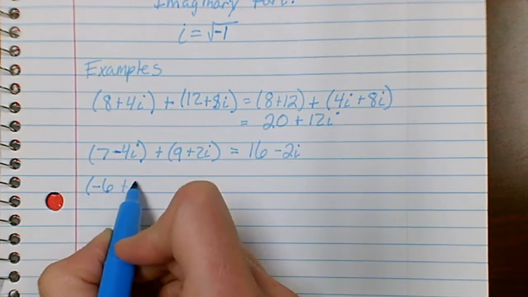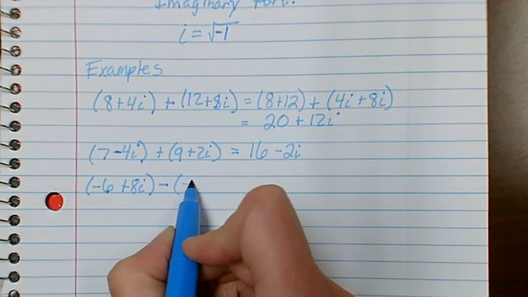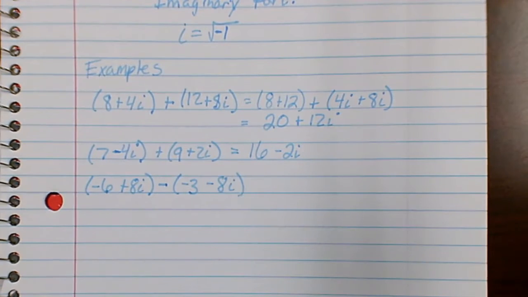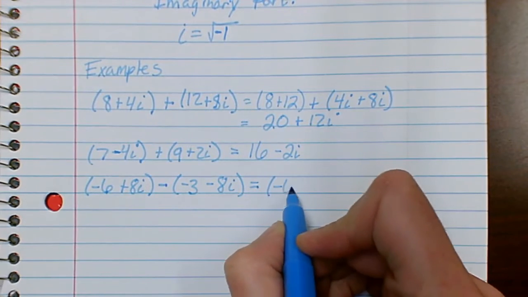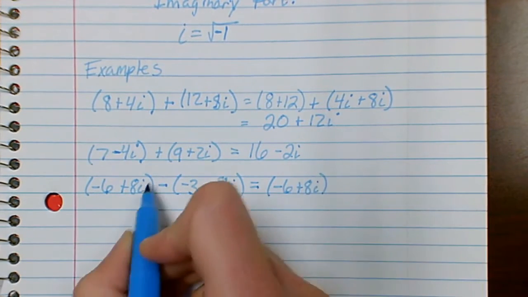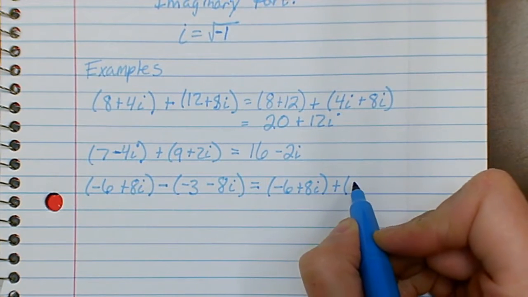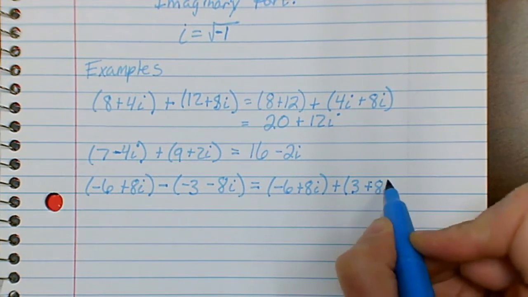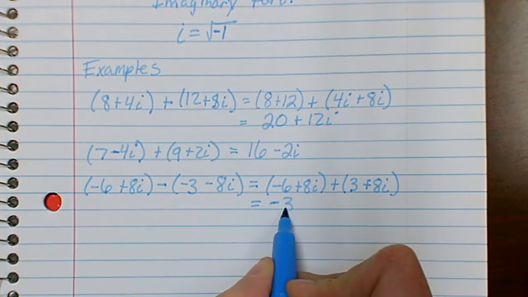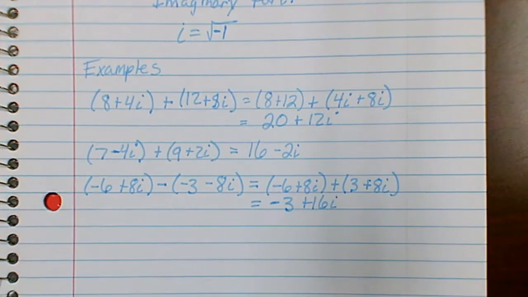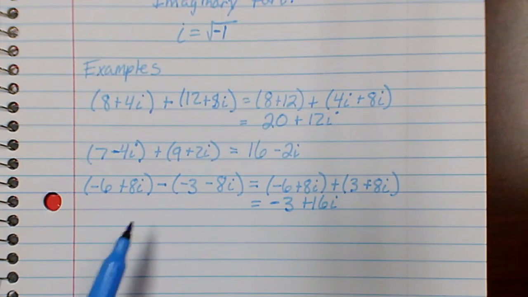Negative 6 plus 8i minus negative 3 minus 8i. Before we subtract, we need to distribute that negative through. So we'll have negative 6 plus 8i, and then we'll distribute that through, which will be 3 plus 8i. And then we can add like terms. So negative 3 plus 16i will be our answer. And when you distribute this negative through, you could drop the parentheses. I just left them in parentheses since that whole entity is a complex number.